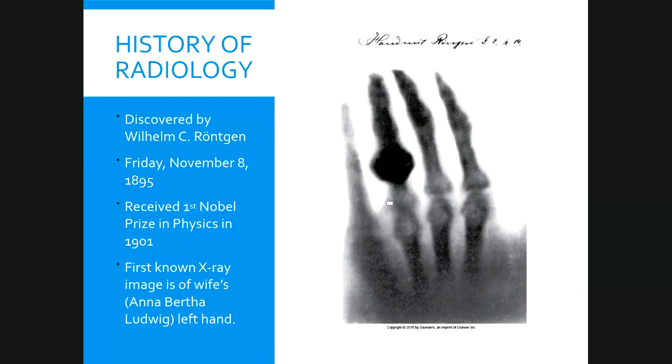This would be her knuckle right here, or it's called a metacarpophalangeal joint technically, but this is the knuckle. You can see this is where all the knuckles would be, and this is the bones that are in the palm of our hand called your metacarpals. So this is Anna Bertha's left hand, and that is given credit as the first X-ray because that's what he submitted when he submitted his paper.